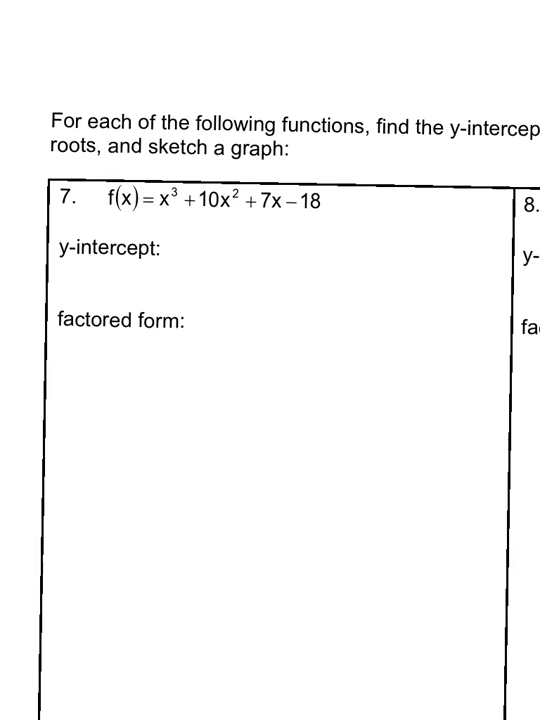Okay, so your y-intercept, that's just this number. This is your y-intercept. This is also P. For this one, your Q is 1. So your y-intercept is at 0, negative 18. And then for your factored form, I'm going to make my list of possible roots.